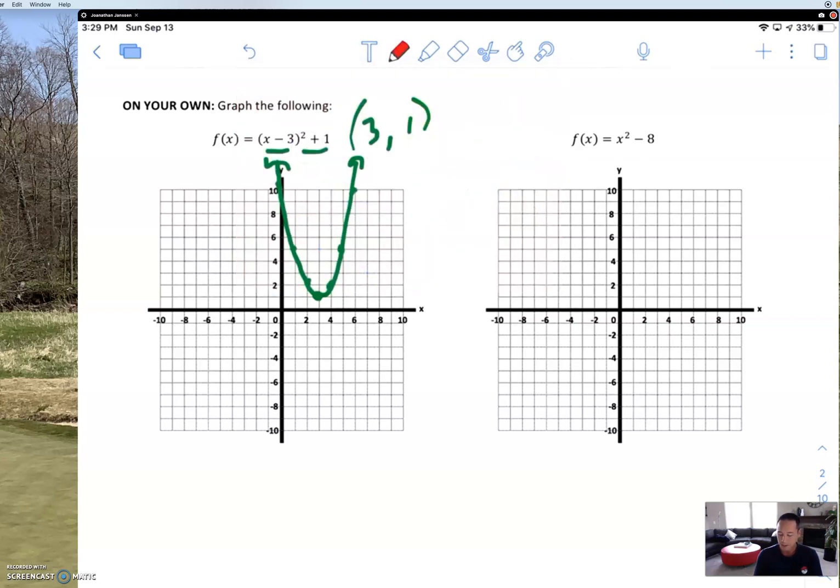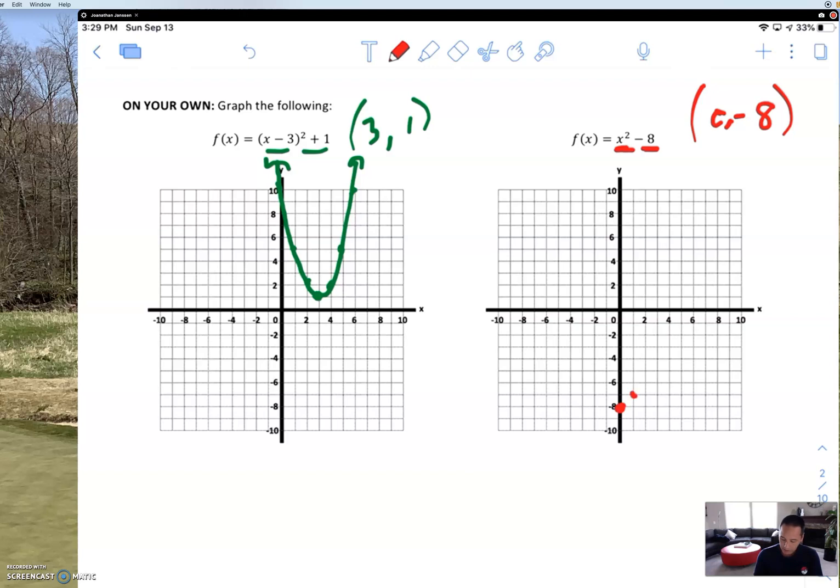And for the next one on your own, it did not move side to side at all. All that happened was it moved down by 8. So your vertex should have been located at (0, -8), and that's way down here.